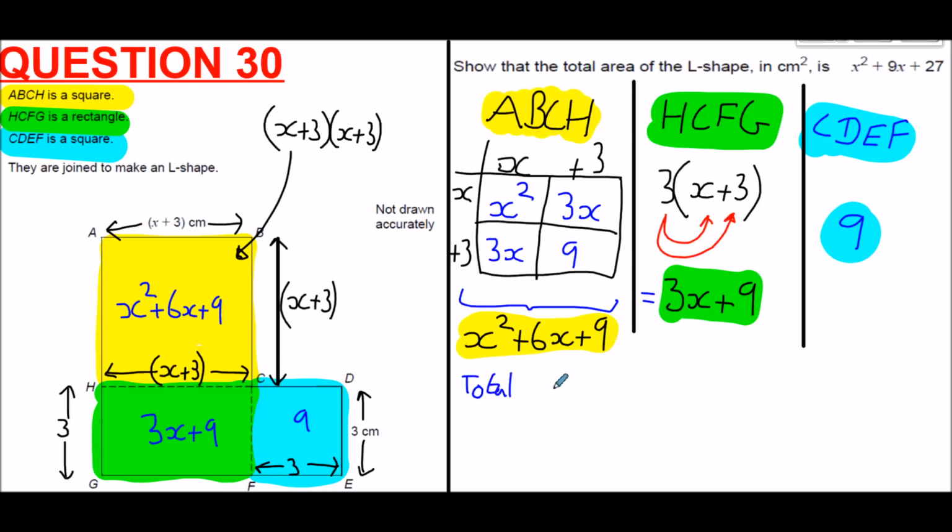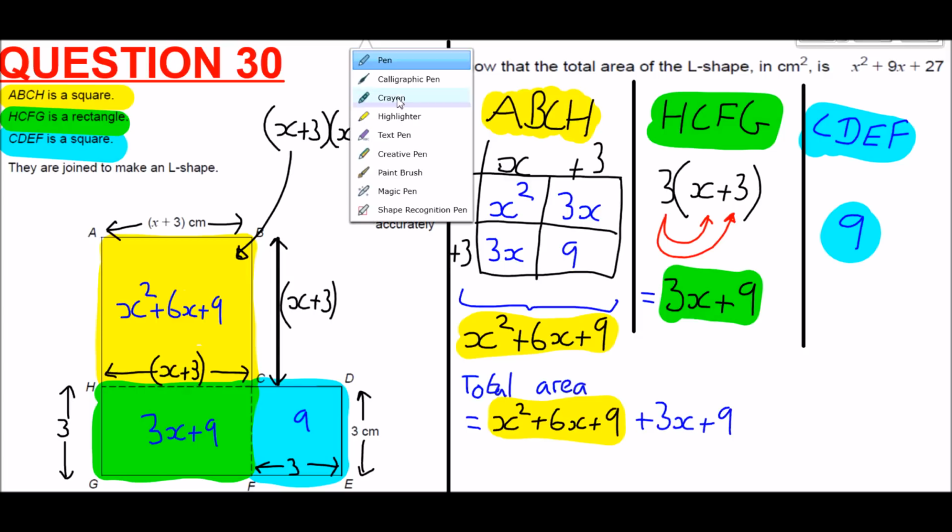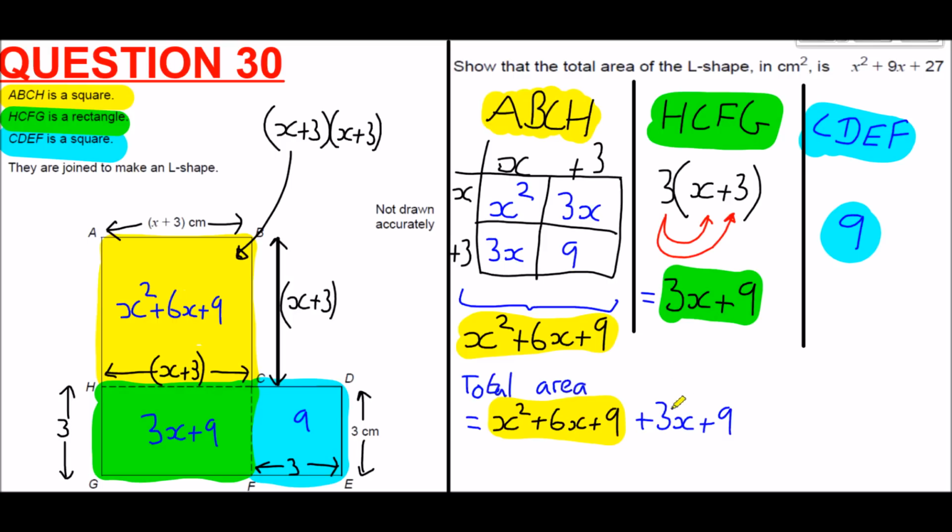So the total area is going to be x squared plus 6x plus 9, which is just what ABCH is, plus the green bit, which is 3x plus 9, finally plus the area of a little blue square, CDEF, at the end, which is just plus 9.